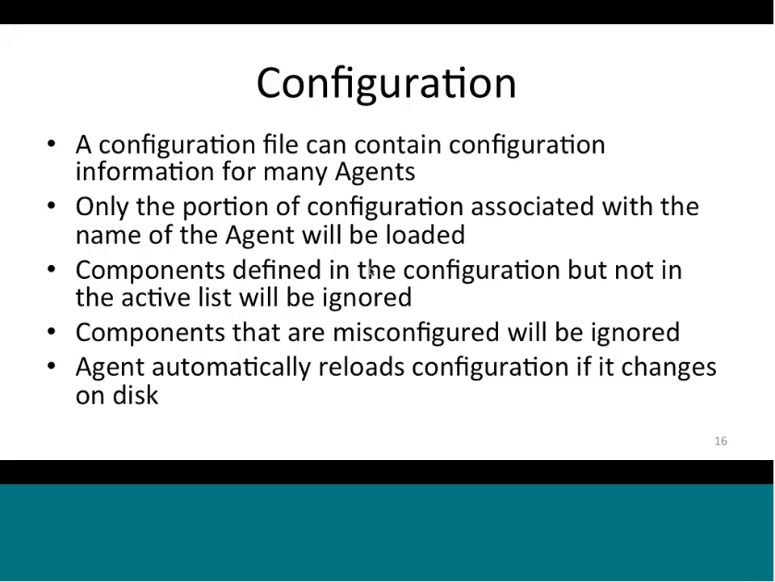Components defined in the configuration but not in the active list will be ignored. The naming is hierarchical. So if I have information defined for agent 2 and agent 1 is reading that configuration file, it will disregard whatever is there for agent 2. Components that are misconfigured will be ignored. Agents automatically reload the configuration file if it changes on disk.